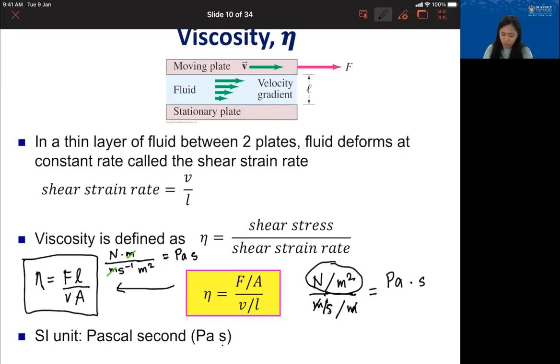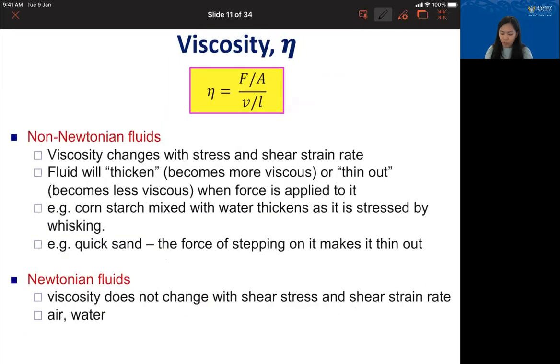Okay, so we have that equation for viscosity. Now, based on viscosity, we can classify fluids into two: non-Newtonian fluids and Newtonian fluids. In non-Newtonian fluids, the viscosity changes with stress and strain.